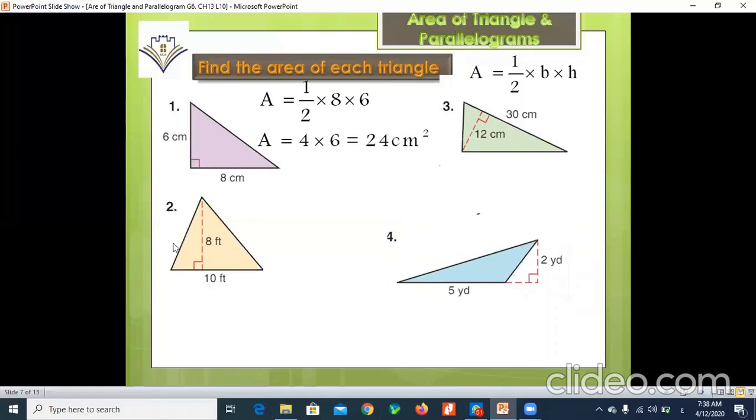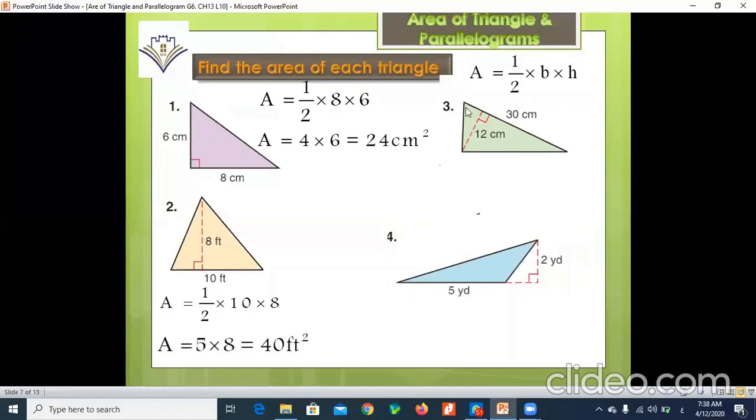Look, number 2. What is the base here? This is the base. 10 feet is the base and this one is the height. Then area equals half multiply 10, which is the base, multiply height, which is 8. Half of 10 is 5. Then 5 multiply 8 equals 40 square feet.